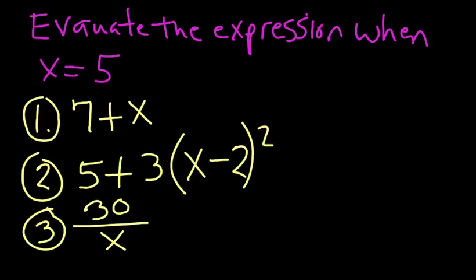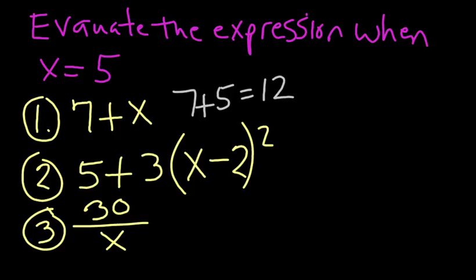Evaluate the expression when x equals 5. So you put 5 in x's spot and do the math, all the while remembering the order of operations. So, number 1, 7 plus 5, because I'm putting 5 in x's spot, that's 12.